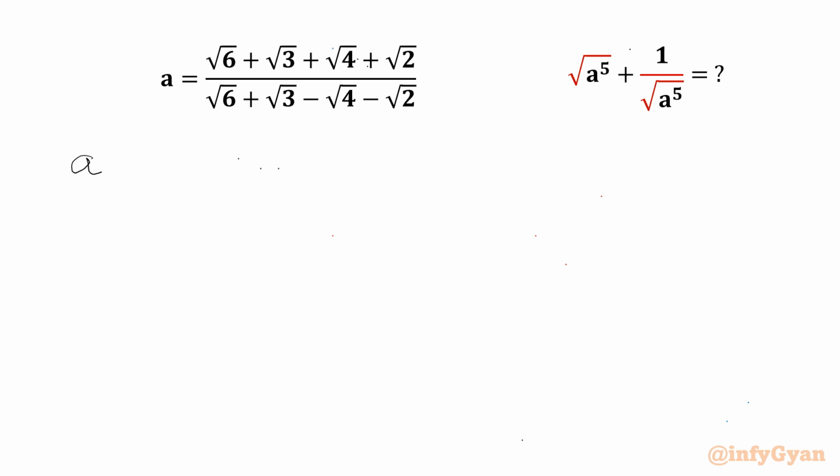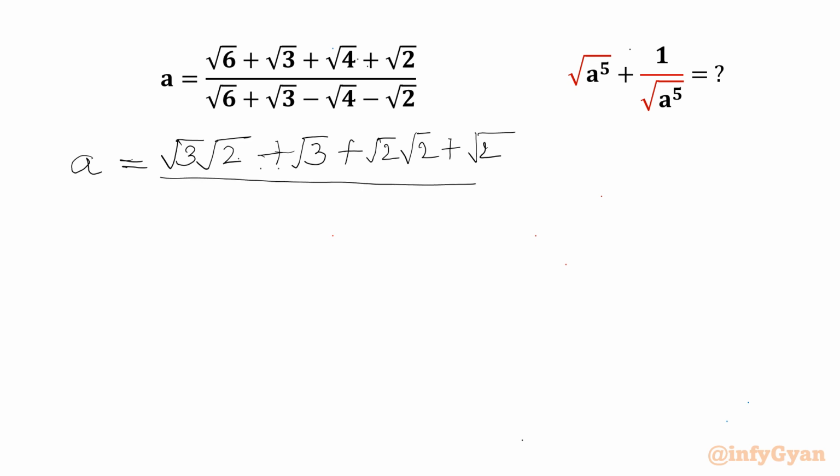I will write a equal to root 6, we can write root 3 times root 2, then we have root 3, then it is root 4, so we will write root 2 times root 2, plus root 2. Now in the denominator, I can write root 3 times root 2 plus root 3 minus root 2 times root 2 minus root 2.